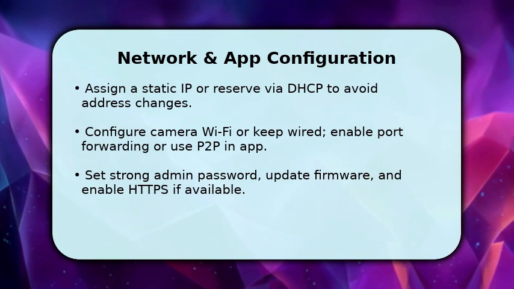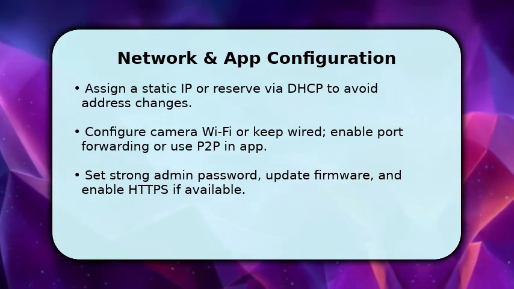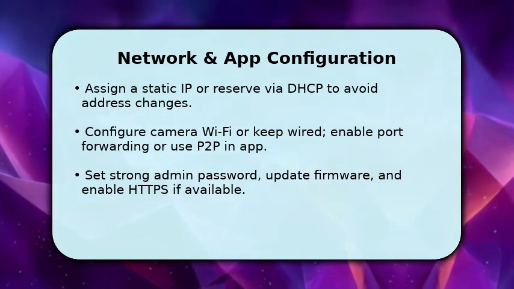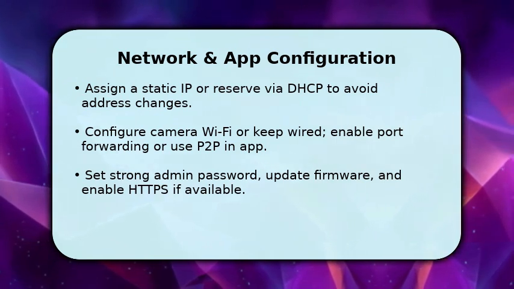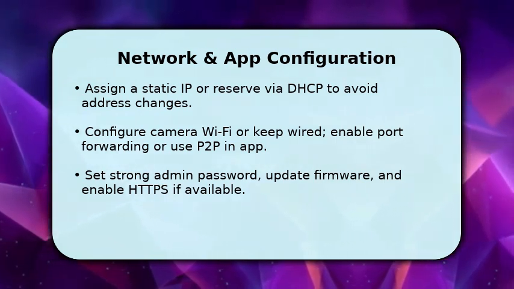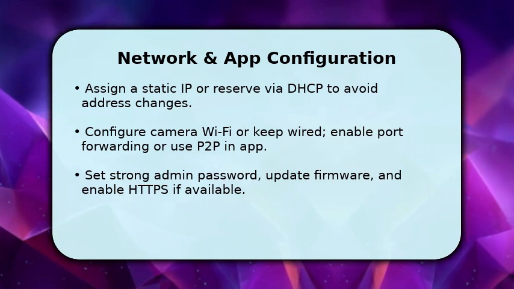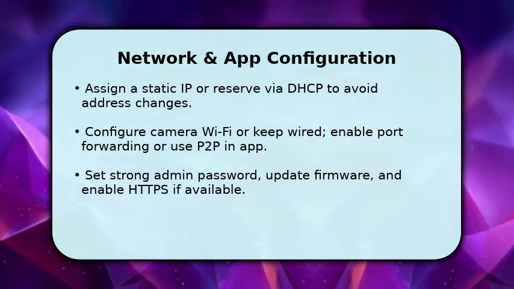Then choose an access method. Set up port forwarding on the router for direct RTSP/HTTP access, or enable the vendor's P2P/cloud option. Finally, you finish by pairing the camera with your phone and verifying functionality.